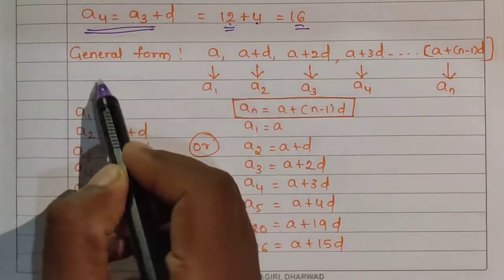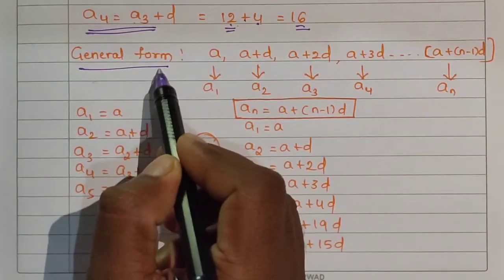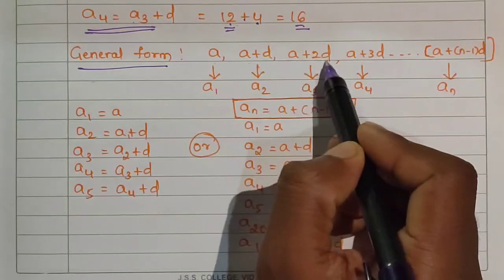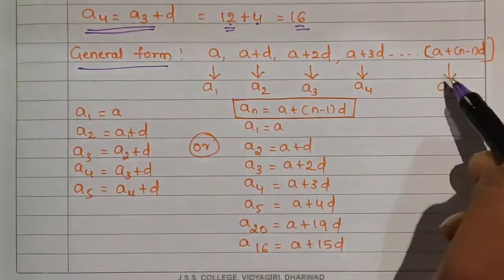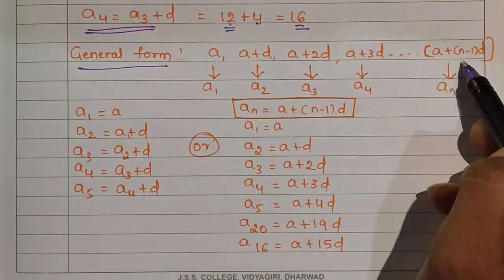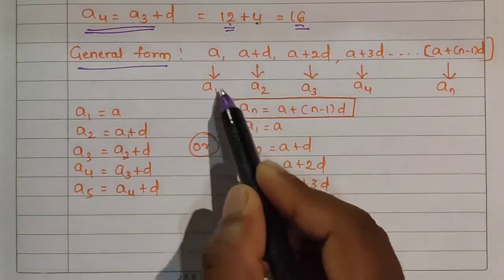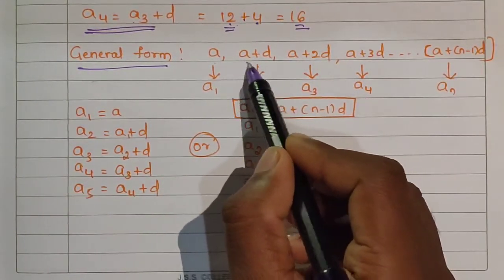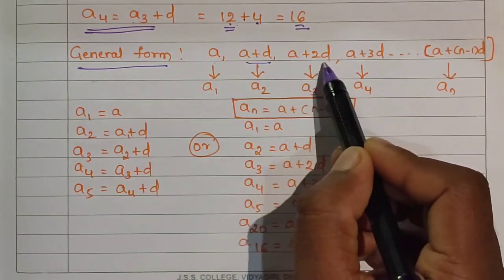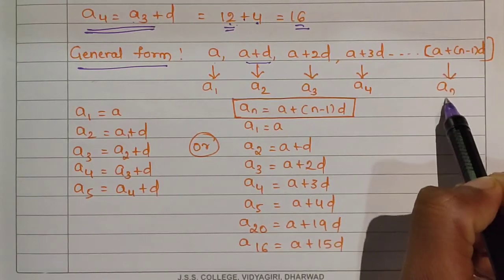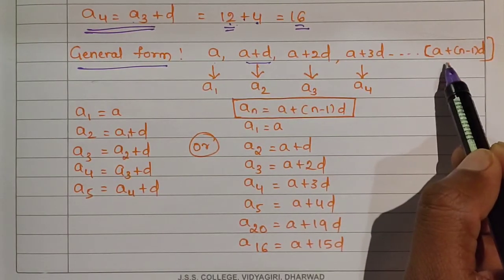Next concept, that is the general form. The general form of arithmetic progression is A, A plus D, A plus 2D, A plus 3D, and so on. The last term is A plus n minus 1 into D. First term is A, second term is A plus D, third term A3 is A plus 2D, fourth term is A plus 3D, and so on. Last term AN, the nth term, is A plus n minus 1 into D.